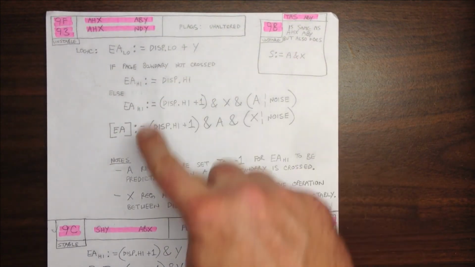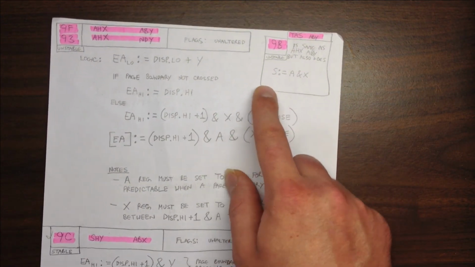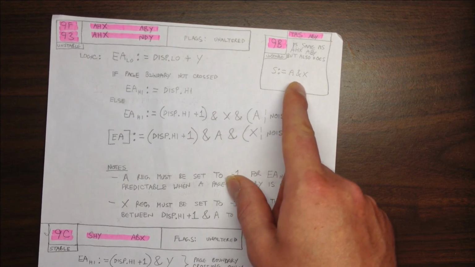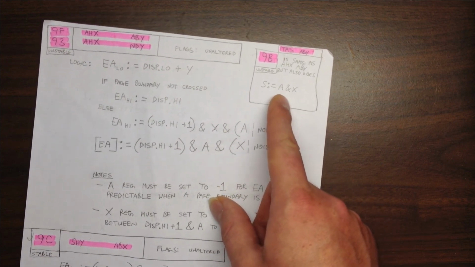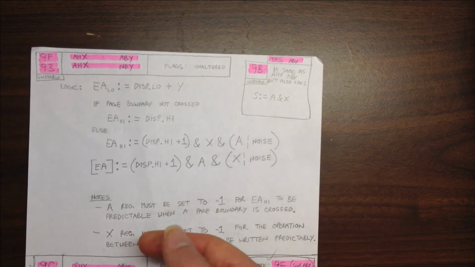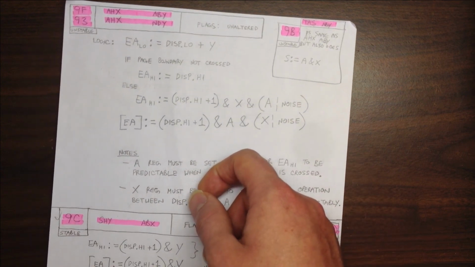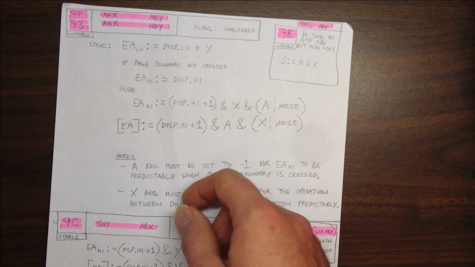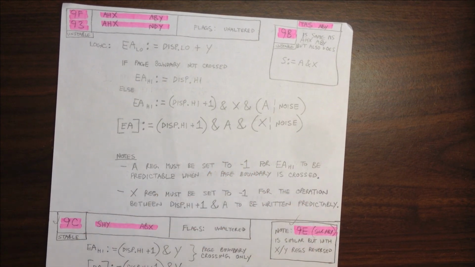it did all of this, plus it did this extra thing at the end, if that wasn't enough, and of course, another AND operation, A and X. So I don't know. Well, at least I know how they work now.